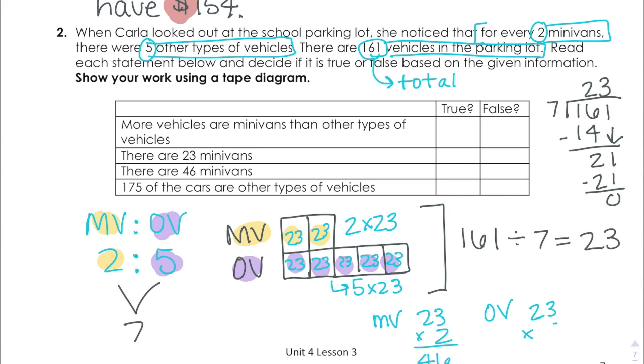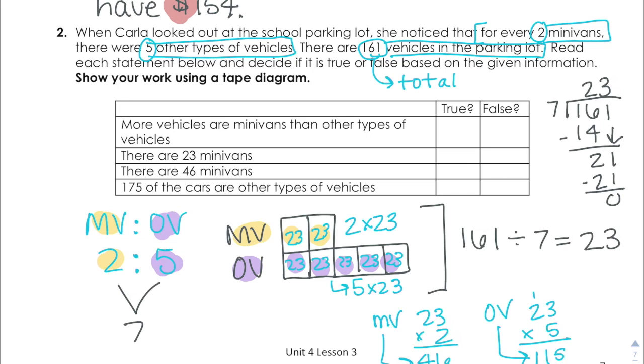So other vehicles is 23 times 5, which, 5 times 3 is 15. Carry my 1. 5 times 2 is 10 plus the 1, so that's 11. So there's 115 other vehicles, and 46 minivans. Let's go back to this true or false box. More vehicles are minivans than other types of vehicles.